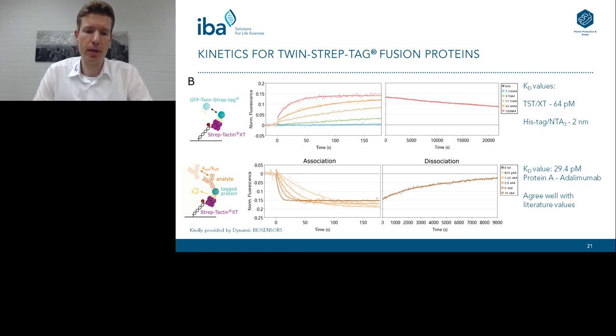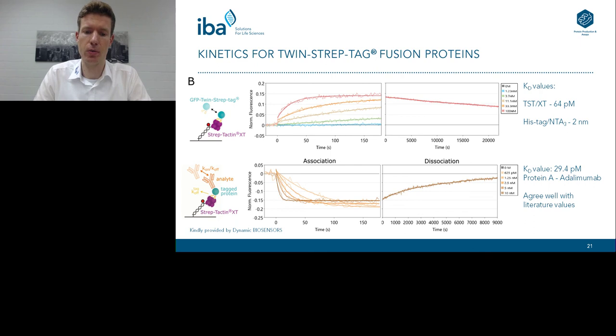So in this experiment, at the upper part of the presentation, you can see the association and dissociation rate of a Twin-Strep-tag GFP that was coupled on a Strep-Tactin XT functionalized switchSENSE chip. And you can see that we have high association rates and a very low dissociation of the sample. And the KD value, which was determined with this technology here, was 64 picomolar, so very, very high affinity.